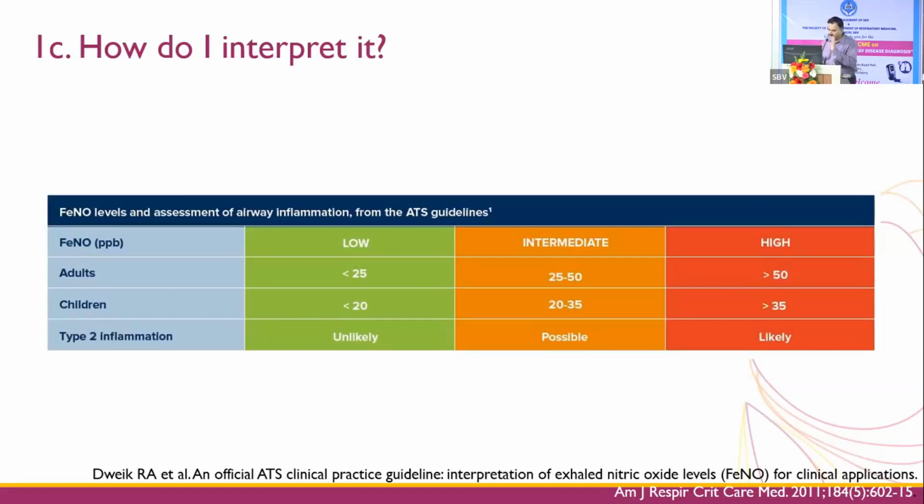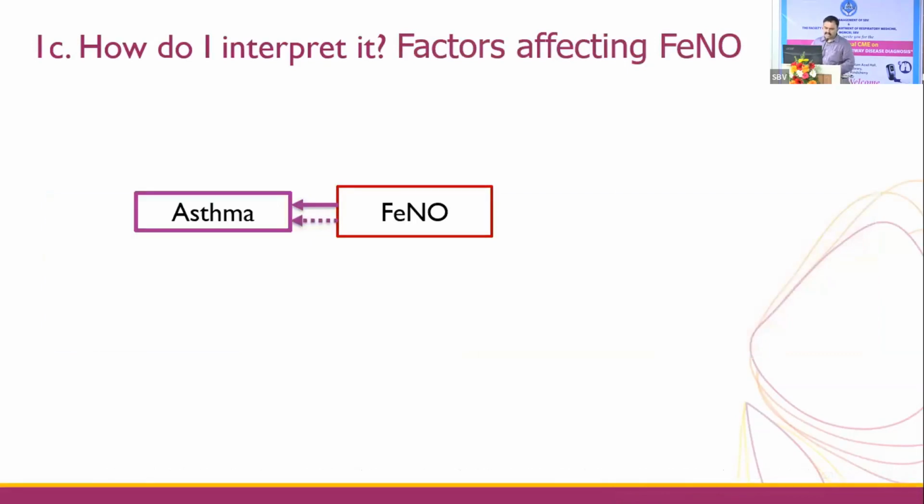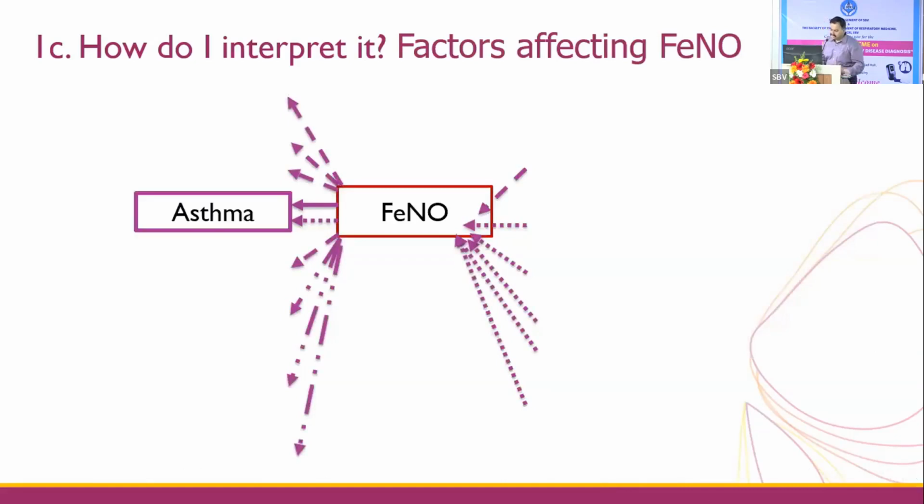This is essentially a continuous variable which we've now made dichotomous, and there is some price to pay when you make a continuous variable discrete. So this is what you need to remember. In an ideal world, we would like FeNO to be related only to asthma, but this is how the actual world looks, very messy. So these are all the other things that you should consider.